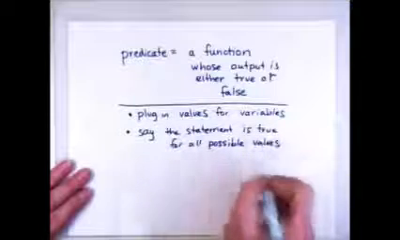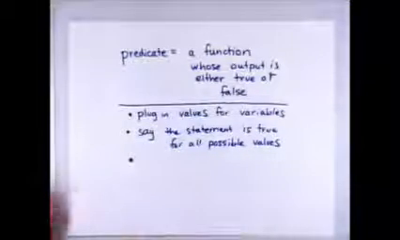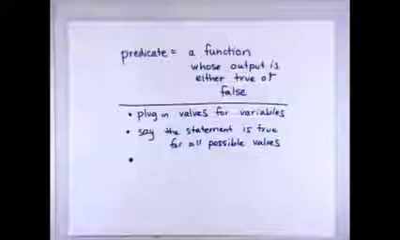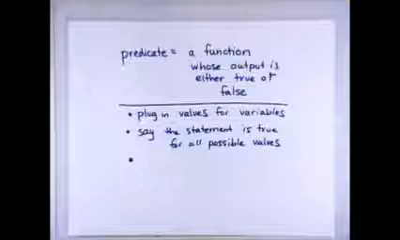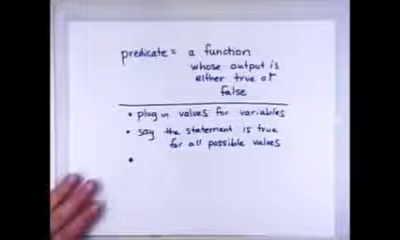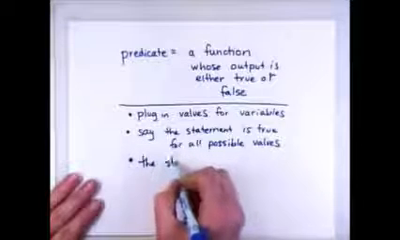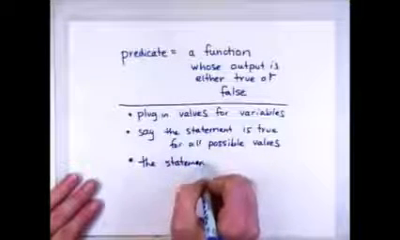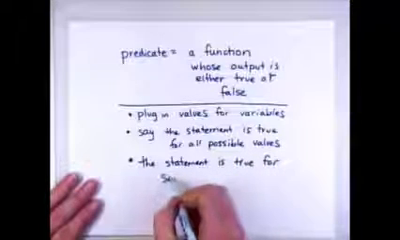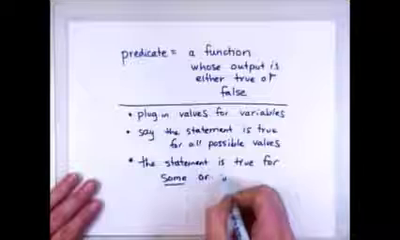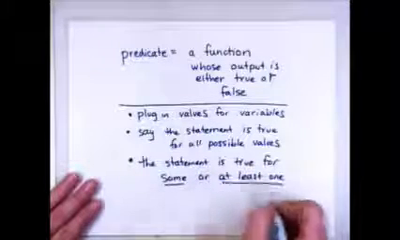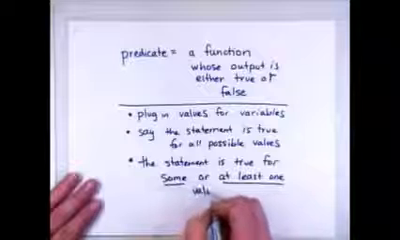Does anybody have any other ideas of how we might make a statement with variables in it into a statement that's either true or false? It's true for some. That's right. We could say that the statement is true for some, or at least one, value.